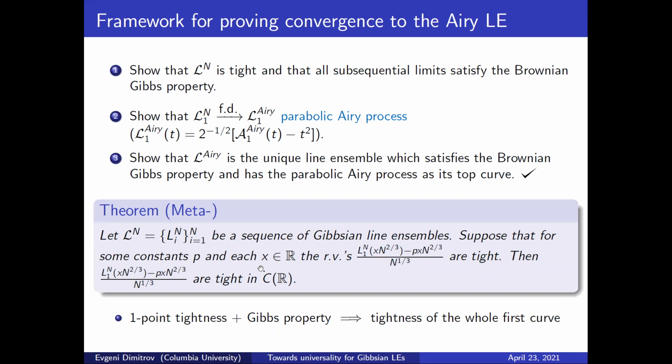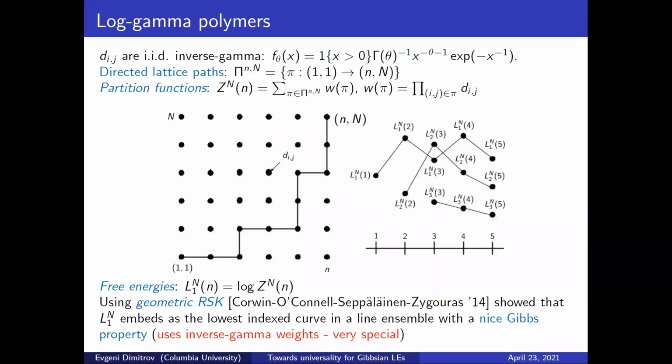And then the conclusion would be that under the same shift in scales, the entire top curve is tight. So kind of 1-point tightness together with the Gibbs property implies tightness of the entire top curve. Now, this is not the same as what we have here, because in order for point 1 to work, we need the full ensemble to be tight, not just the top curve. So that's why it's partial progress. But in the end, I'll mention some more recent work that manages to establish tightness, at least for some special choices of parameters. Okay, so let me define for you first the log gamma polymer.